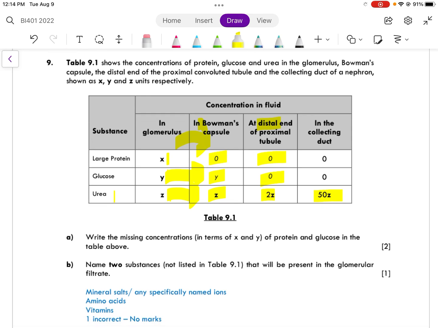So name 2 substances not listed in table 9.1 that will be present in the glomerular filtrate. You could mention mineral salts, amino acids, vitamins. These are all small enough to pass from the glomerulus into the Bowman's capsule.